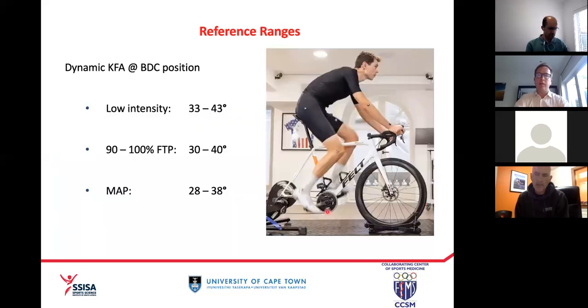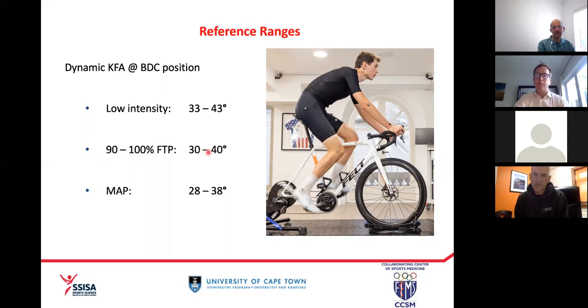And sorry, if we look at, and this is purely for dynamic kinematics, at bottom dead center position, we see that generally for low intensity activity, a range of somewhere between 33 and 43 degrees is where we would expect to find most individuals. At 90 to 100% of functional threshold power, and so I've actually looked at the results and how they relate to FTP, and that's a term that most cyclists these days understand easily. We see that the range is generally between 30 and 40 degrees.